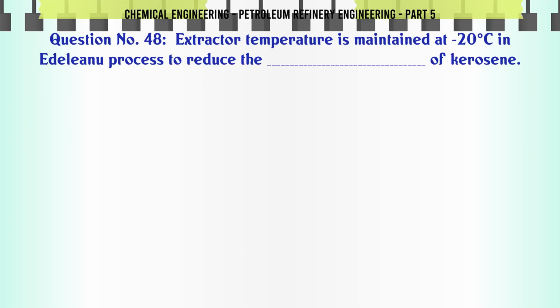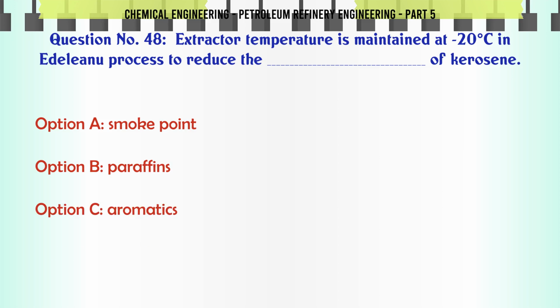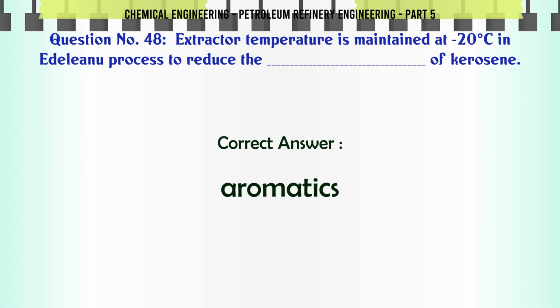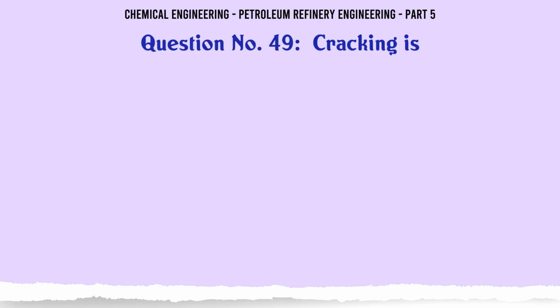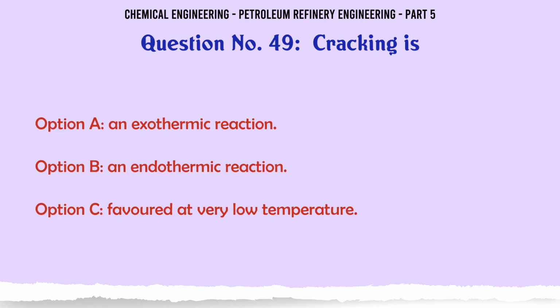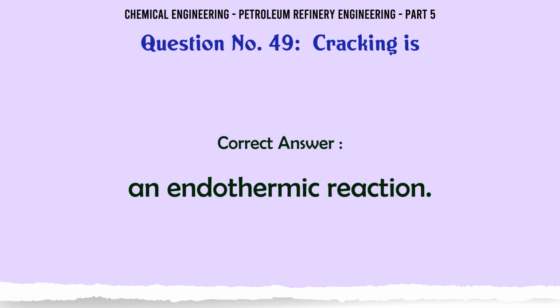Extractor temperature is maintained at minus 20 C in the Edeleanu process to reduce the blank of kerosene. A. Smoke point. B. Paraffins. C. Aromatics. D. Naphthenes. The correct answer is aromatics. Cracking is: A. an exothermic reaction, B. an endothermic reaction, C. favored at very low temperature, D. none of these. The correct answer is an endothermic reaction.